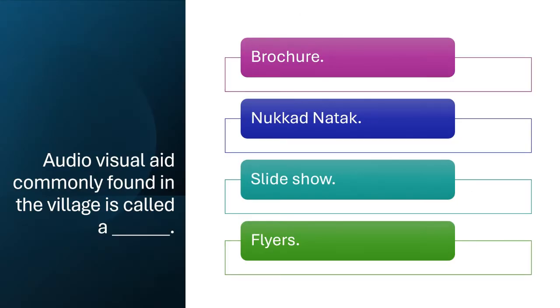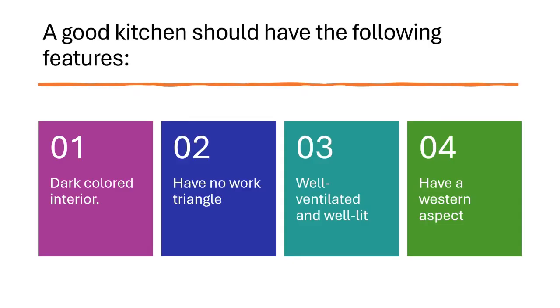Let's go ahead. Audio-visual aid commonly found in the village is called a dash. Is it called a brochure, a nukkad natak, slideshow or flyers? So since it is audio and visual, it cannot be flyer and brochure. Okay, and it is found commonly in village, so it cannot be a slideshow. So the correct answer is nukkad natak. Right, let's move ahead.